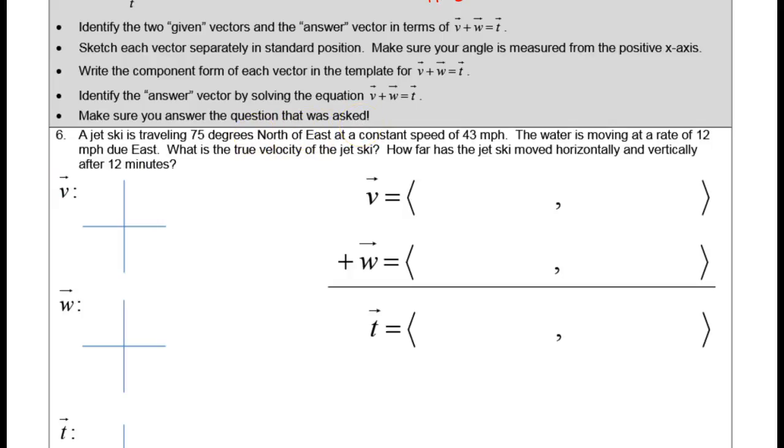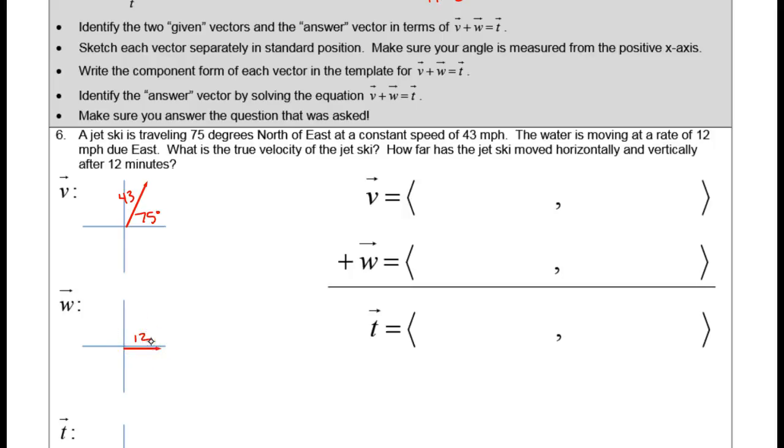One thing I'll mention here is that in this problem I didn't give you the bearing as you're used to seeing it. It doesn't say north 75 east, it says 75 degrees north of east. So that picture is going to look like this. The 75 degrees is measured from the x-axis up to the vector, and the magnitude of that vector is 43. So you are given the other vector in this problem, V. You're also given the water vector. You're told that the water is moving at a rate of 12 miles per hour due east.